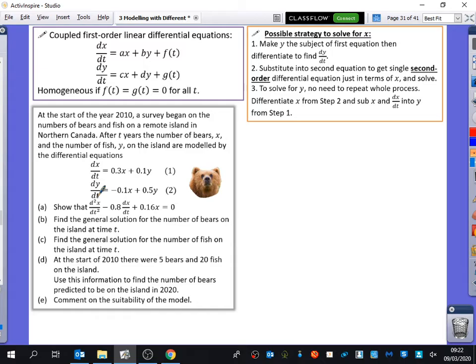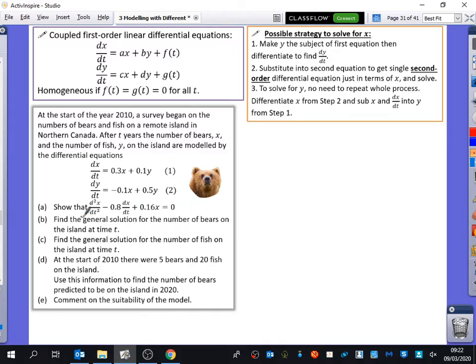So let's read this question here, and then we can look at the strategy, or look at the strategy afterwards. At the start of the year 2010, a survey began on the number of bears and fish on a remote island in northern Canada. After T years, the number of bears x and the number of fish y on the island are modelled by the differential equations dx/dt is 0.3x plus 0.1y, and dy/dt is minus 0.1x plus 0.5y. And we're going to try and show that you can have this differential equation here being equal to 0.